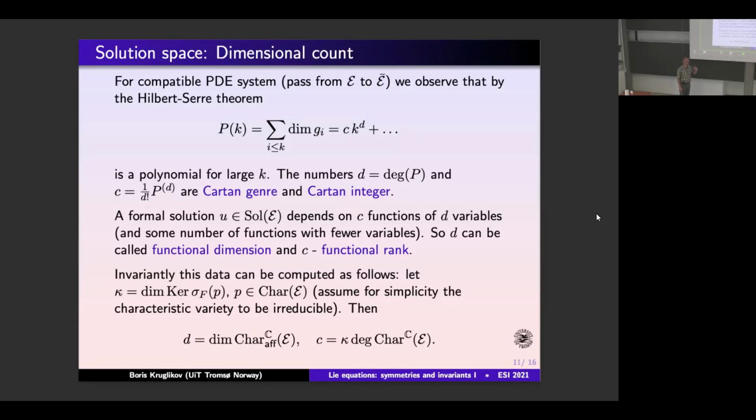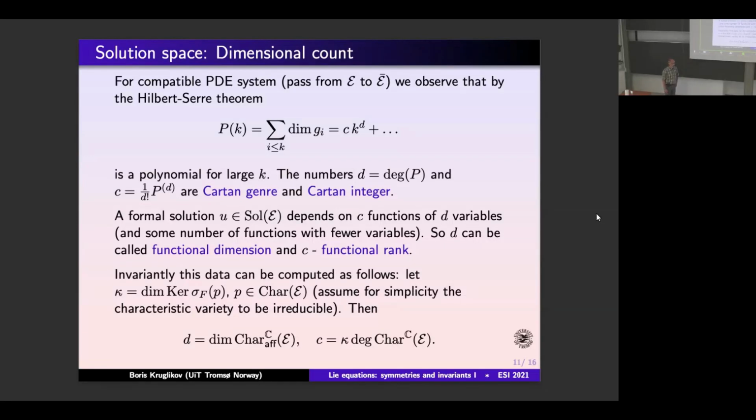We have to do everything over C because over R some characteristics may just disappear. This is analytic counting. And c will be the kappa-twisted degree of the geometric characteristic variety. Here I can think about the projective one and it's easier to compute, or you can just take the actual degree counted with multiplicity, if you have your ideal.